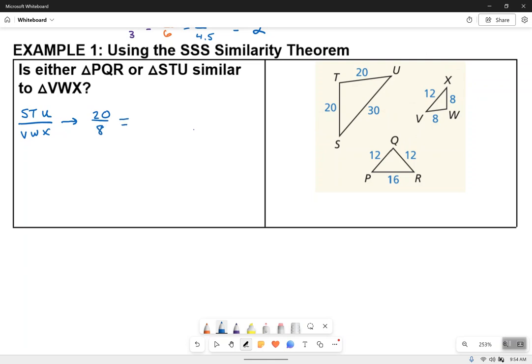Do I need to write 20 over 8 again? It's going to be the same thing, isn't it? Okay, so then we're going to put 30 over what? Okay, now guys, you can reduce these fractions mentally if you want to.